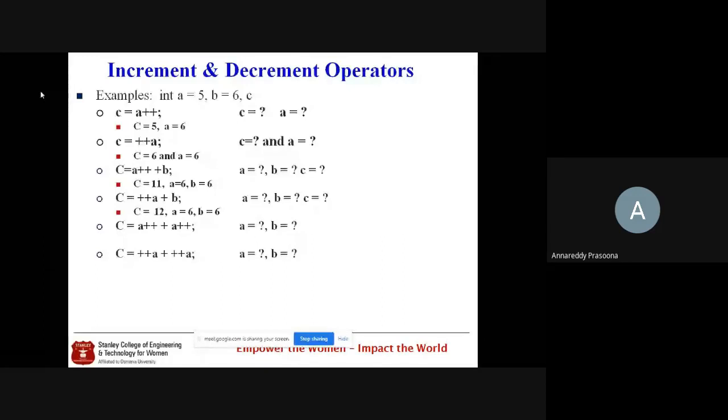C is 5 and 8, sir. A will be 7 and C will be 11, sir. Okay. Any other answers? Sir, 10 and 7. C is 10, A is 7.